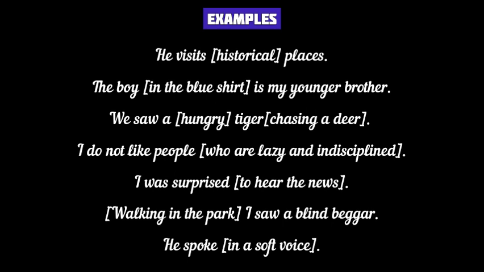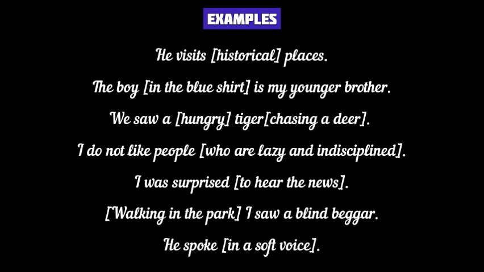In the first sentence, he visits historical places. The modifier historical is acting as an adjective by modifying the noun places. In the next sentence, the phrase in the blue shirt is modifying the noun the boy by adding some information about it. And then in the sentence, we saw a hungry tiger chasing a deer, there are two modifiers. Here the first modifier is the adjective hungry describing the noun tiger. And the second modifier is the participle phrase chasing a deer, which is also referring to the noun tiger.